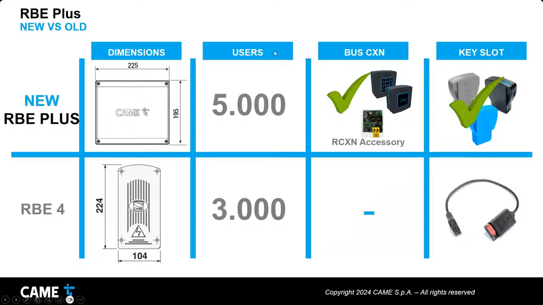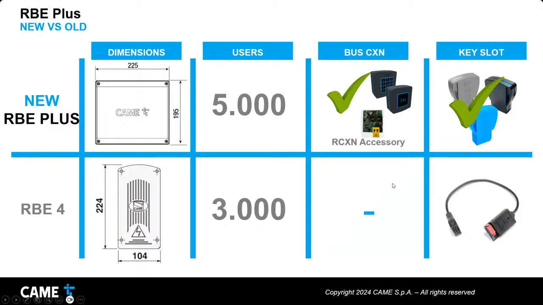The second column is related to the users. In this case, you can see that we have made an improvement, because from 33,000 only, we can have right now 5,000 users. This means transmitters, PIN codes for the keypads, or better, badges for the transponders.